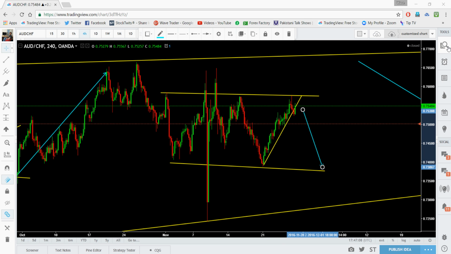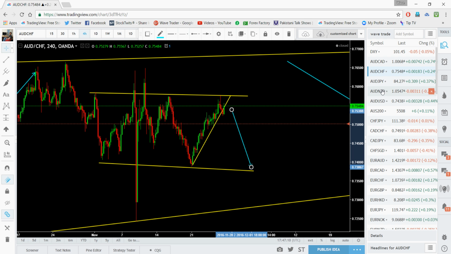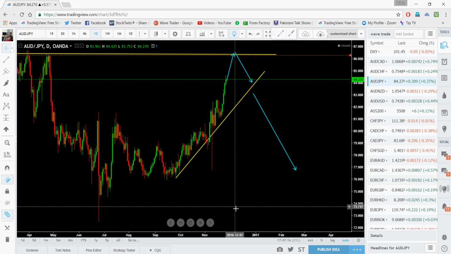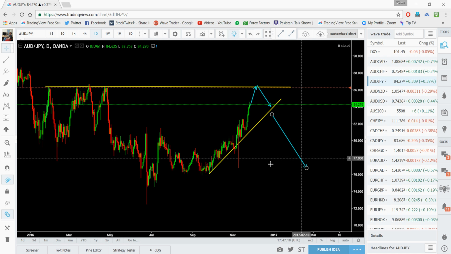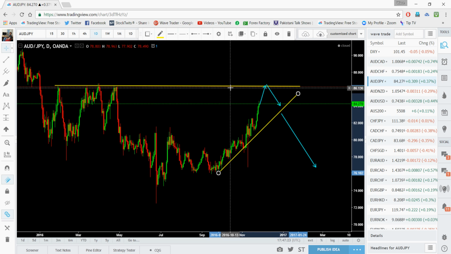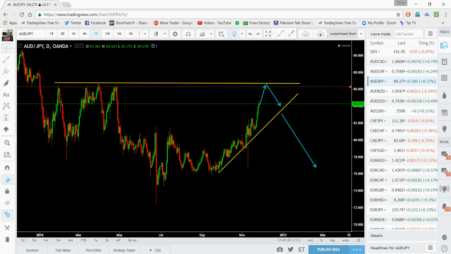So let's look at the next. I think you know what pattern formation this is. Anyone can tell me what classic chart pattern this is? All right, anyone have an idea about this? Yeah, hit and run reversal.